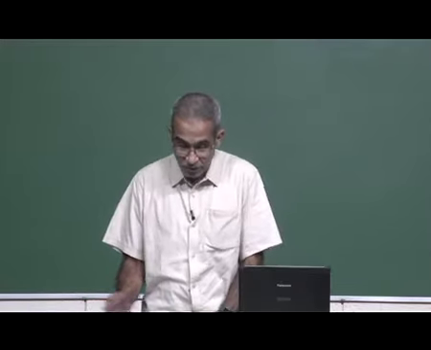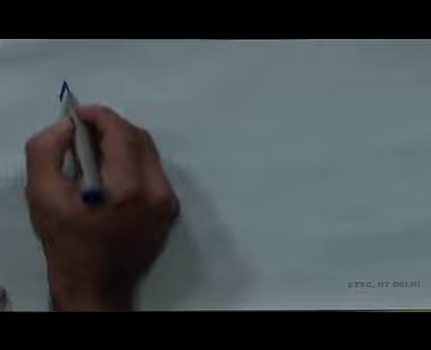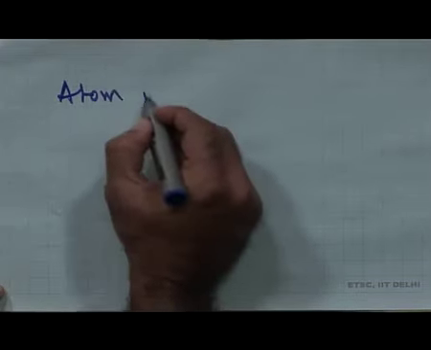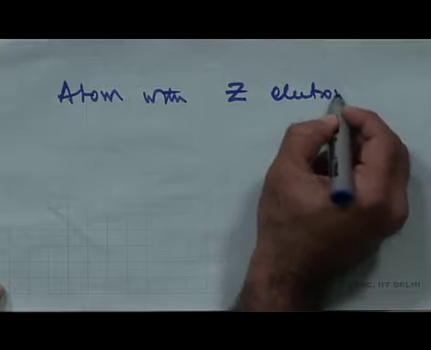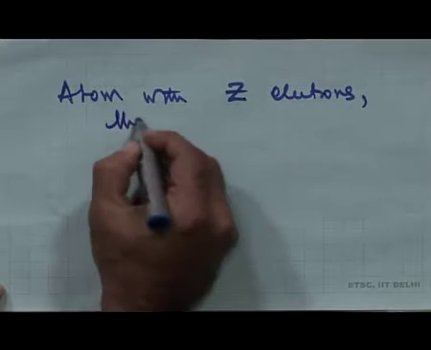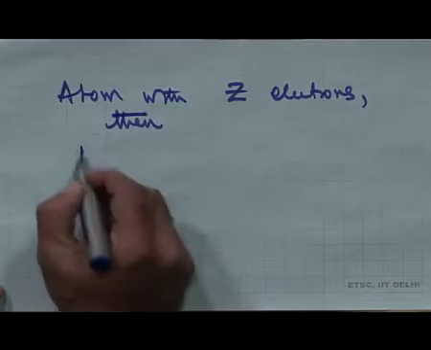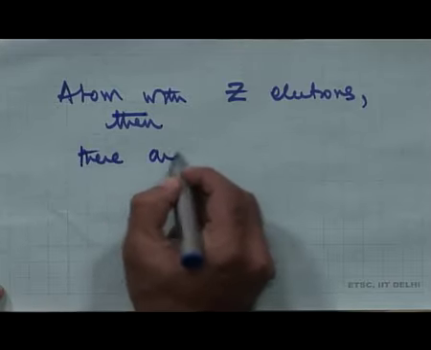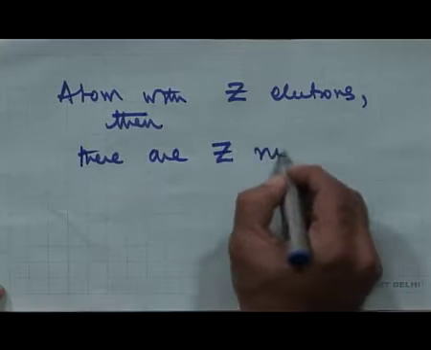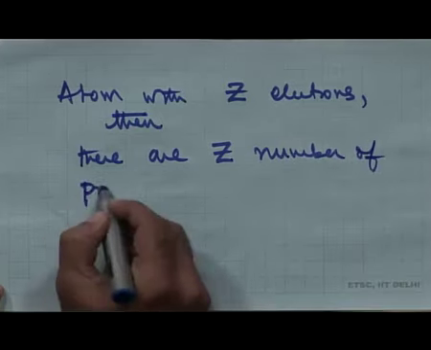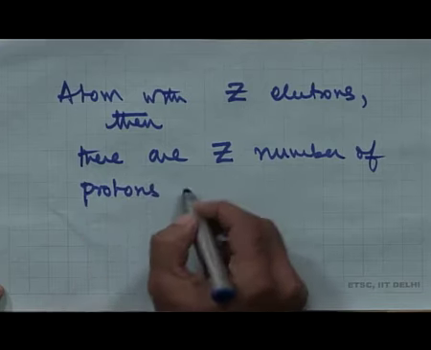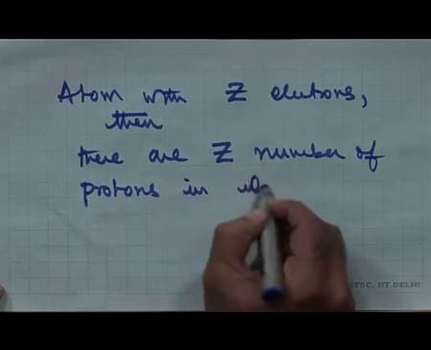Therefore, we can conclude that if you look at an atom with Z number of electrons, then there are Z number of protons in its nucleus.